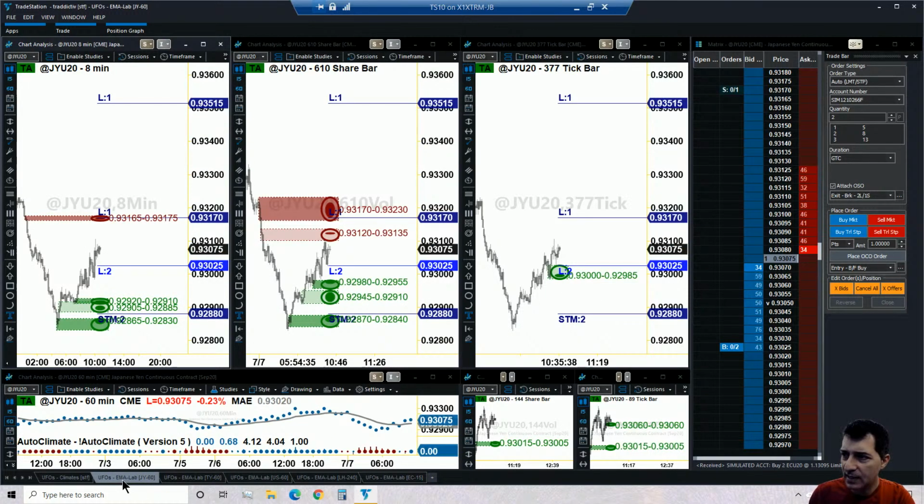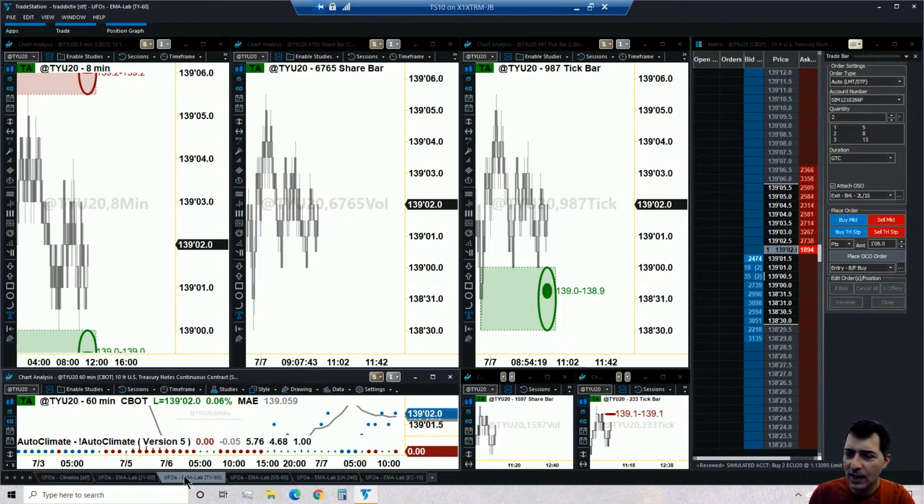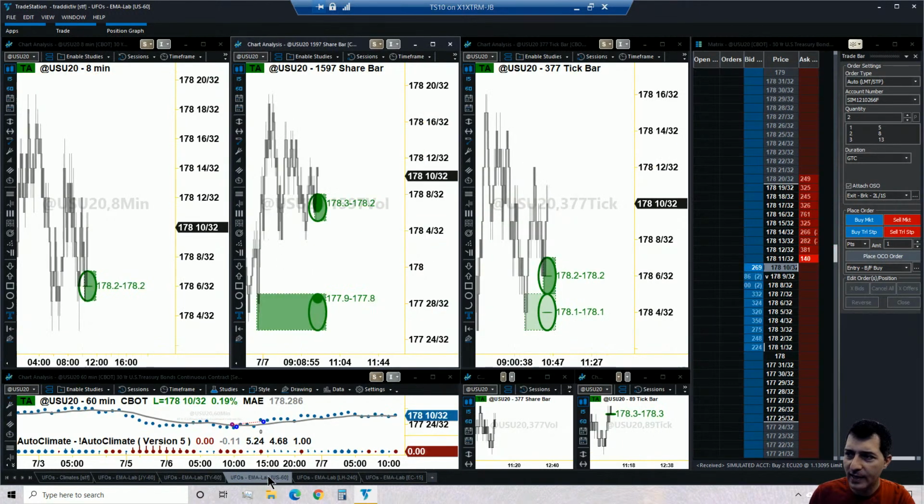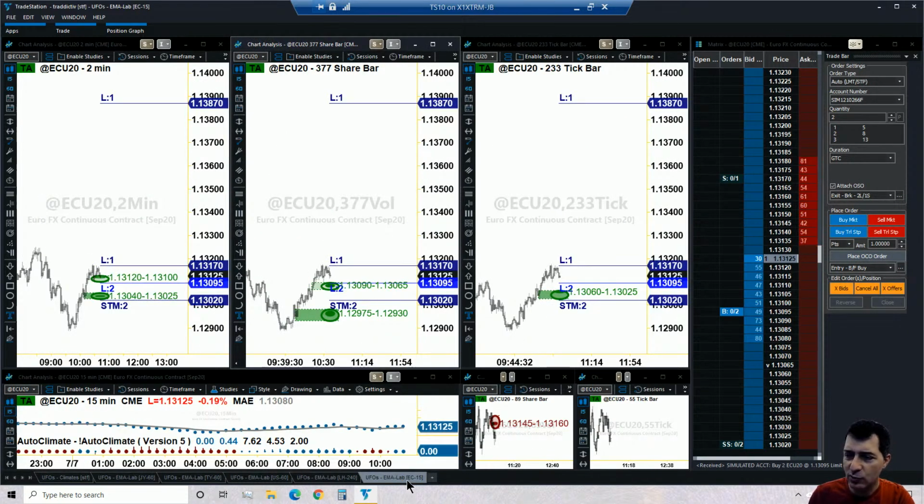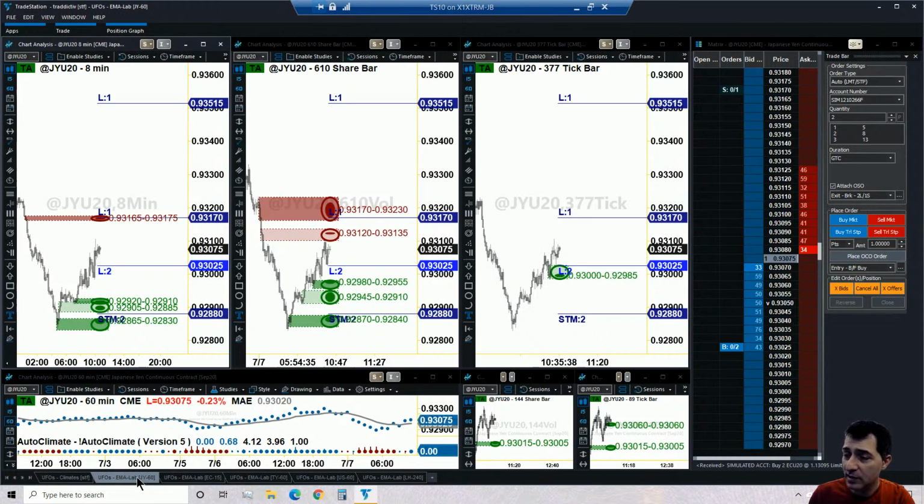So with the Japanese yen, we haven't got filled yet. Really, the Japanese yen is asleep right now. TY, nothing going on. The US, nothing going on. Lean Hogs, no UFO formed. Euro contract, we have the trade in. Okay, so as of now, the two trades that we are monitoring are the Euro contract as well as the Japanese yen. Similar setups, they are both long. So let's see what will happen to these trades.